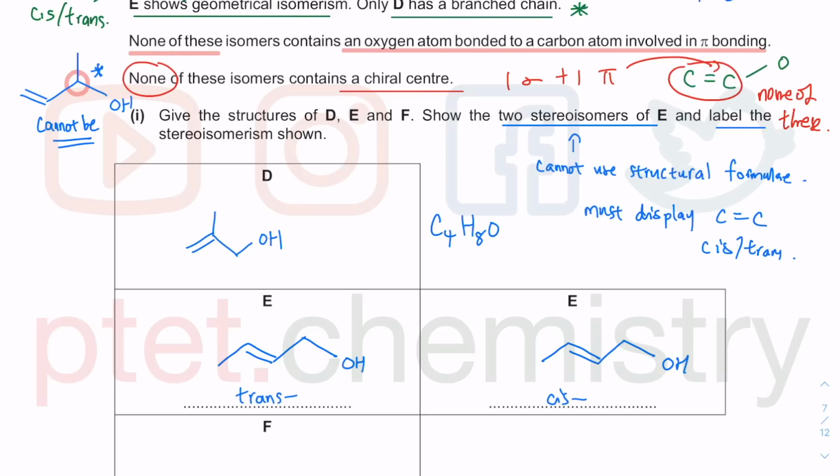The cis isomer is not this one. I have to change this slightly, and this one will be the cis isomer, where the CH3 is on the same side as the CH2OH.